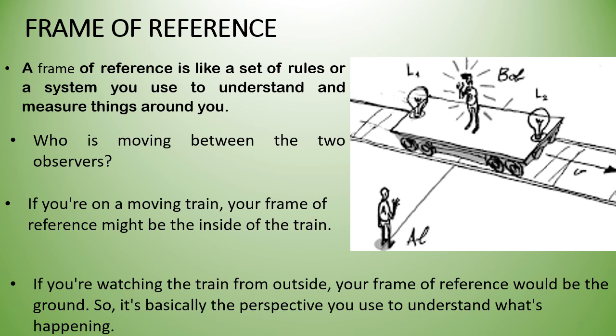So we move on. If you are on a moving train, just as in the picture on the right hand side, your frame of reference might be the inside of the train. And if you are watching the train from outside, your frame of reference should be the ground. So you can now see that it is basically the perspective we use to understand what is happening.